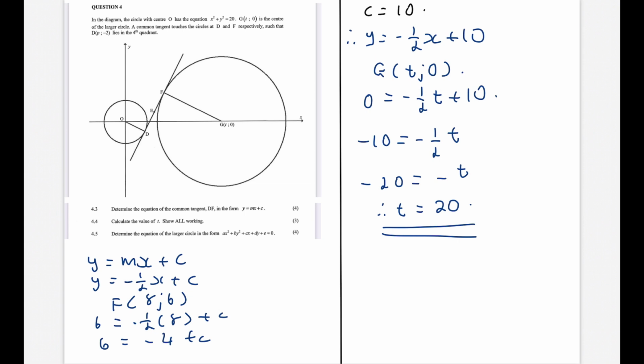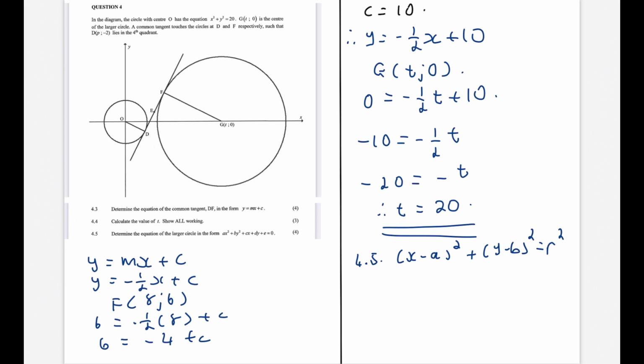Okay, so we have the center of the circle. We now know that G is (20, 0). But we also need to know how long this radius is. Remember, the equation of a circle is (x minus a) squared plus (y minus b) squared is equal to r squared, where a and b are the x and y values of the center, respectively, and r is the radius. So that said, let's find r.